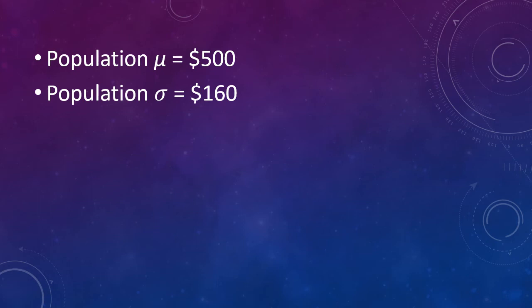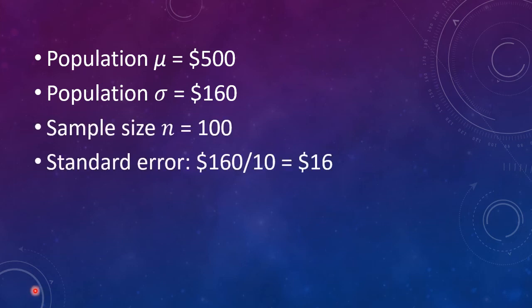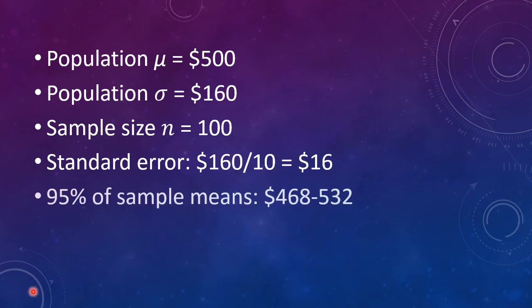Well, we take the standard deviation of the population, 160, and we divide by the square root of n, which is the square root of 100, that's 10. So 160 divided by 10 is 16. The standard error, the variability in the researcher's sample mean, is $16. So in what range will 95% of the sample means of studies like this one fall?